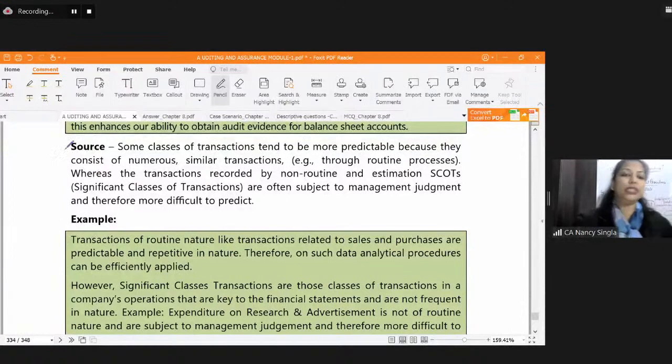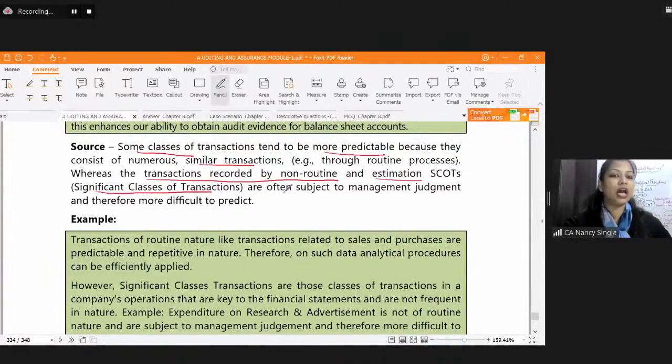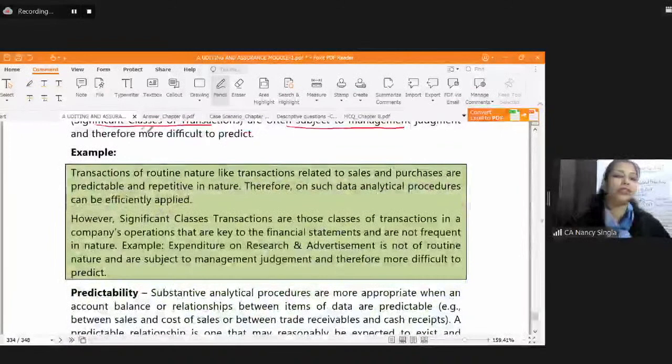So what is source? Some classes of transaction tend to be more predictable. Similar transactions are there. However, transactions recorded in non-routine or estimation areas, that is significant classes of transaction, are often subject to management judgment. This will be more clear with the help of this example.